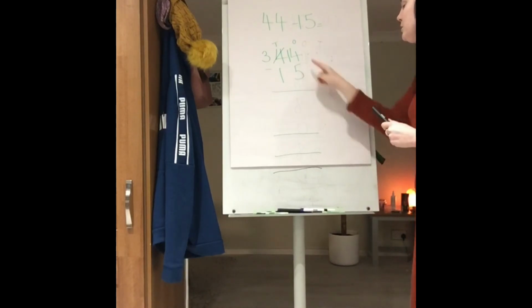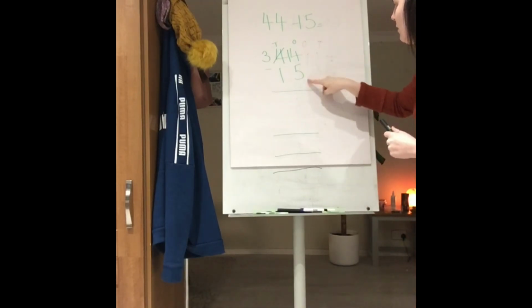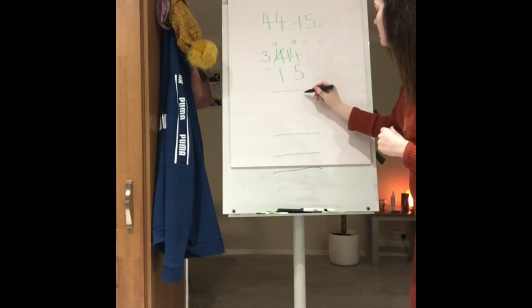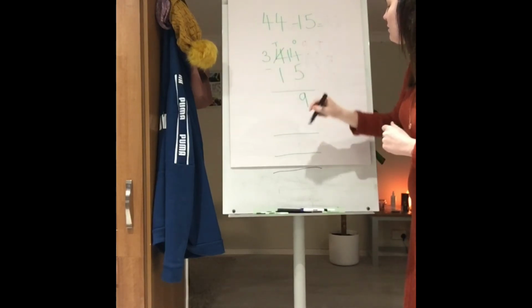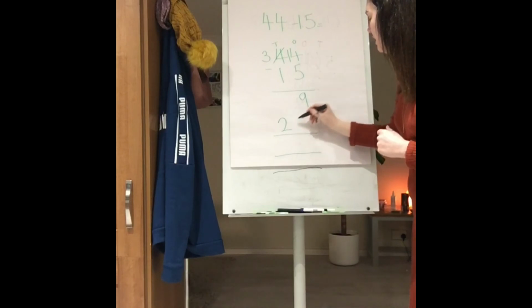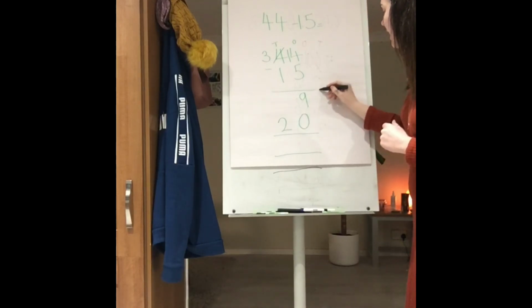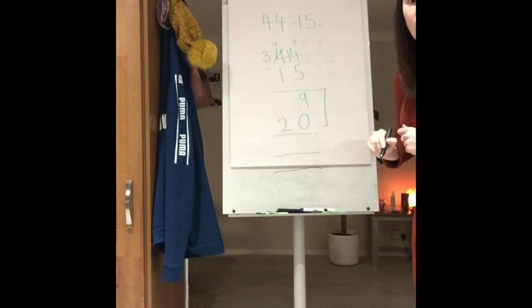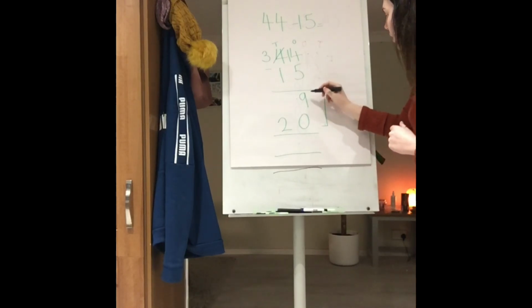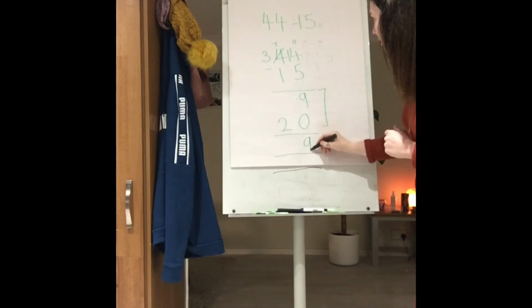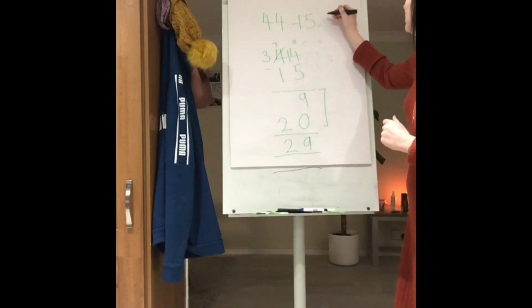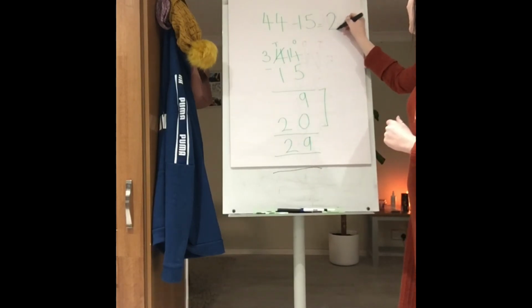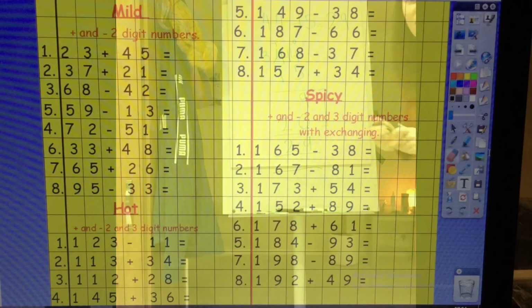So now we are doing 14 ones, take away 5 ones, which is 9. And we're doing 30, take away 10, which is 20. And don't forget here, we need to add our totals together. 9 ones and no ones is 9. And this is our 20 as it's in the tens column. So 44, take away 15 is 29.